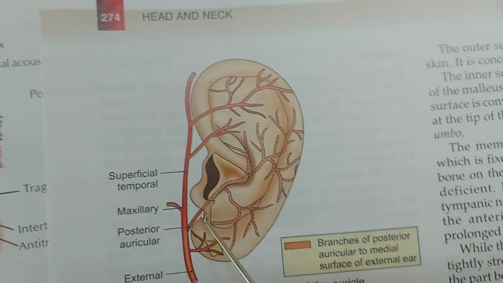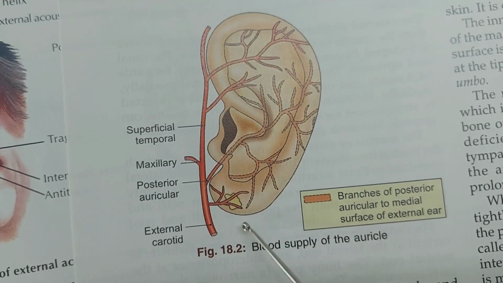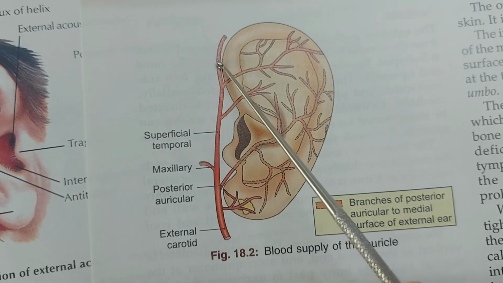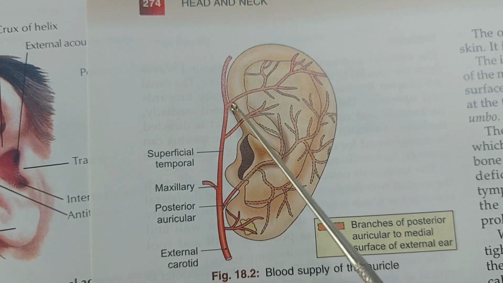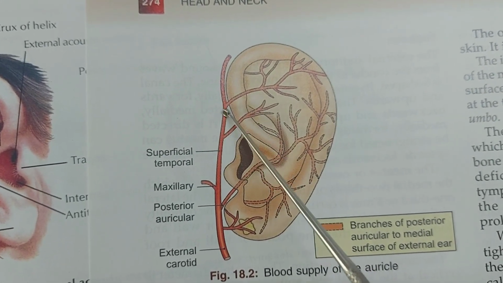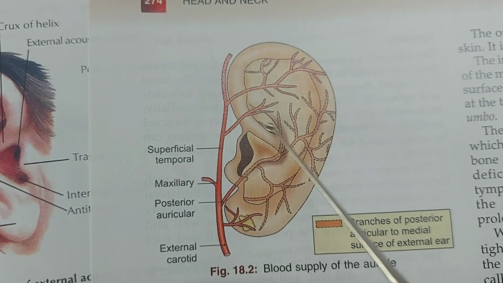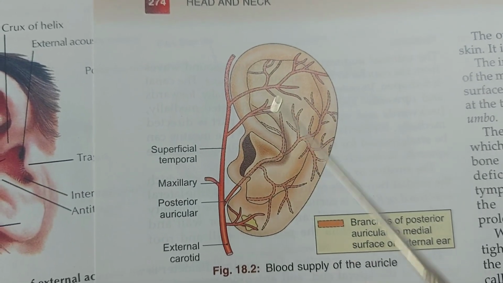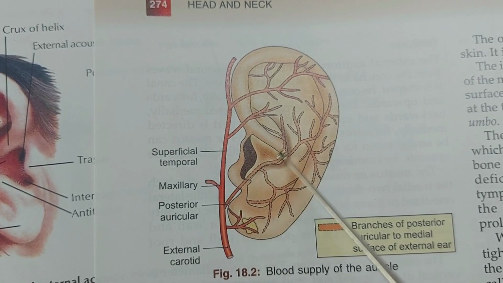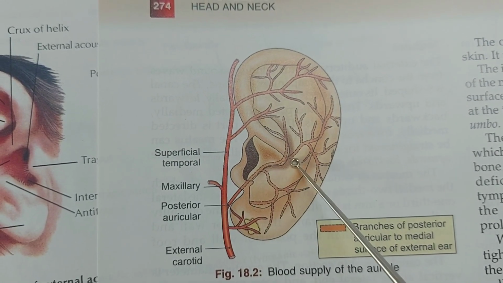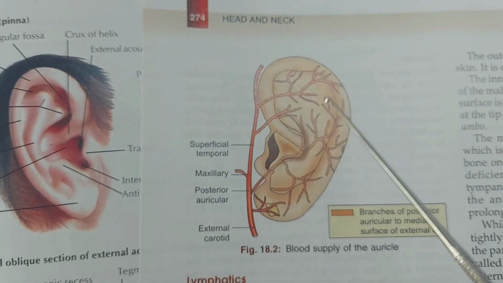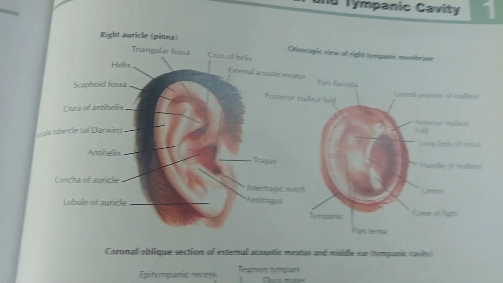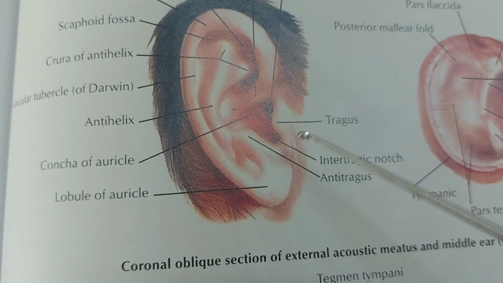The arterial supply of this auricle or pinna is from the external carotid artery. There are different branches of the external carotid artery. One is the superficial temporal artery. This is the terminal branch. It supplies this upper part of the ear pinna, and the lower part is supplied by the posterior auricular artery. So these are the arterial supply, nerve supply, and the different structures of the pinna or auricle.